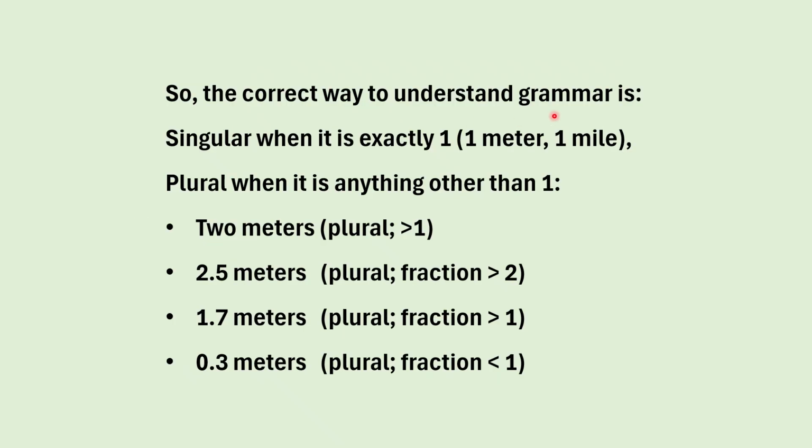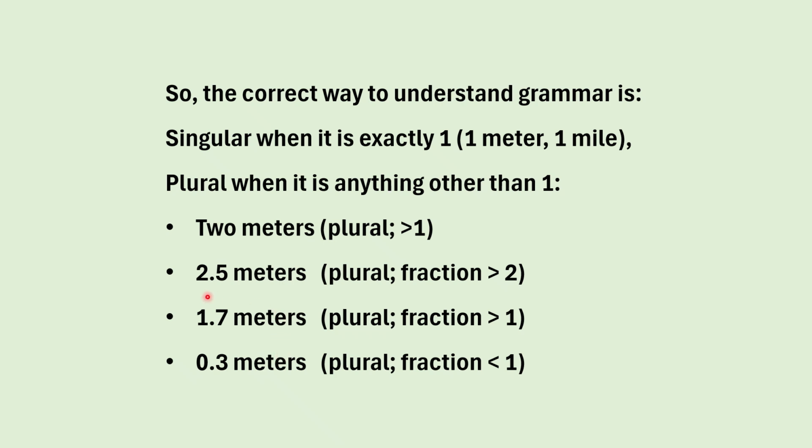So the correct way to understand grammar is to redefine singular and plural. Singular is when it is exactly 1 meter, 1 mile. Plural is when it is anything other than 1. 2 meters, okay. 2.5 meters, plural, fraction, greater than 2. 1.7 meters, plural, fraction, greater than 1. 0.3 meters, plural, although the fraction is less than 1. The fraction is less than 1, but still meters. Why? Anything that is not exactly 1 would be plural.